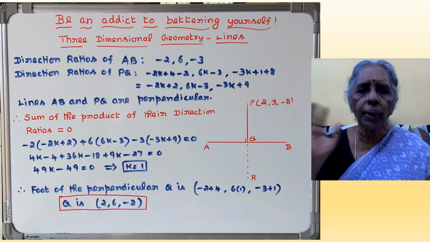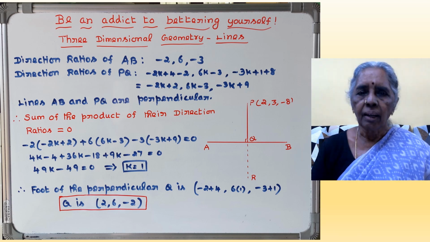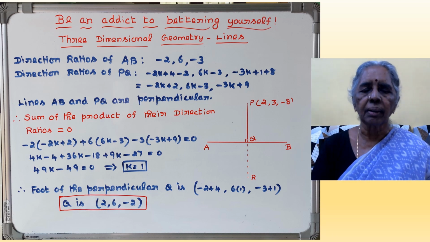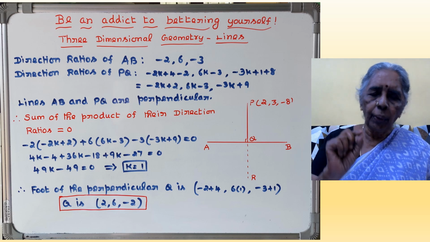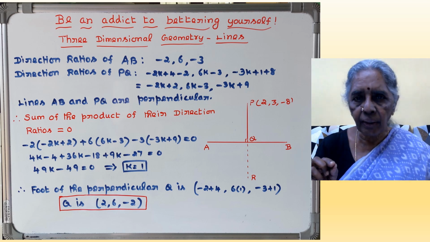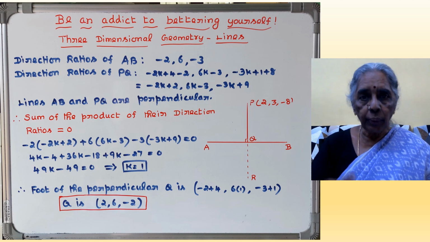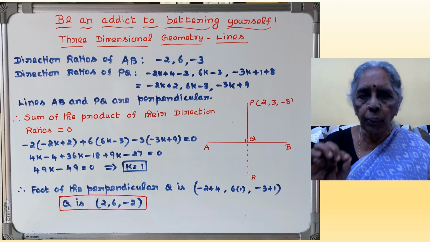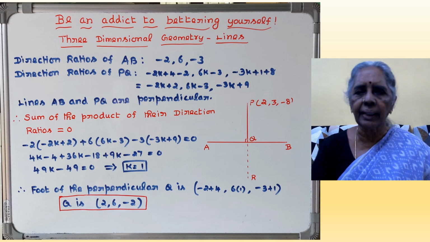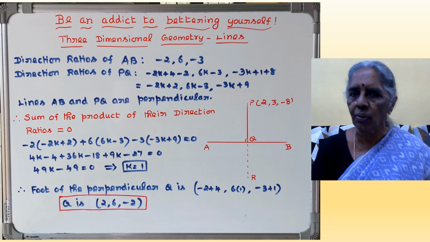So the very important point you have to remember: when two lines are perpendicular, the sum of the product of their direction ratios is equal to 0. Using that, we are going to find the value of k because that is the main thing in this. If you find k, half the problem is solved.